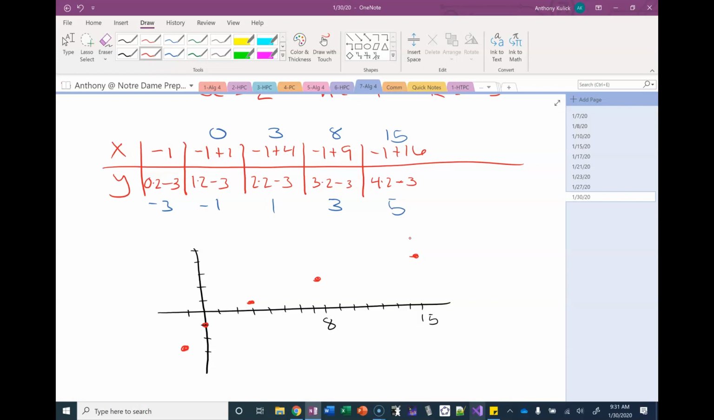Now I need to draw this line to connect my points. Before I do that, though, I want to ask you guys a question. How am I going to draw this line? I mean, obviously it's got to go through all these points, but should it have arrows at one end, both ends, neither end?